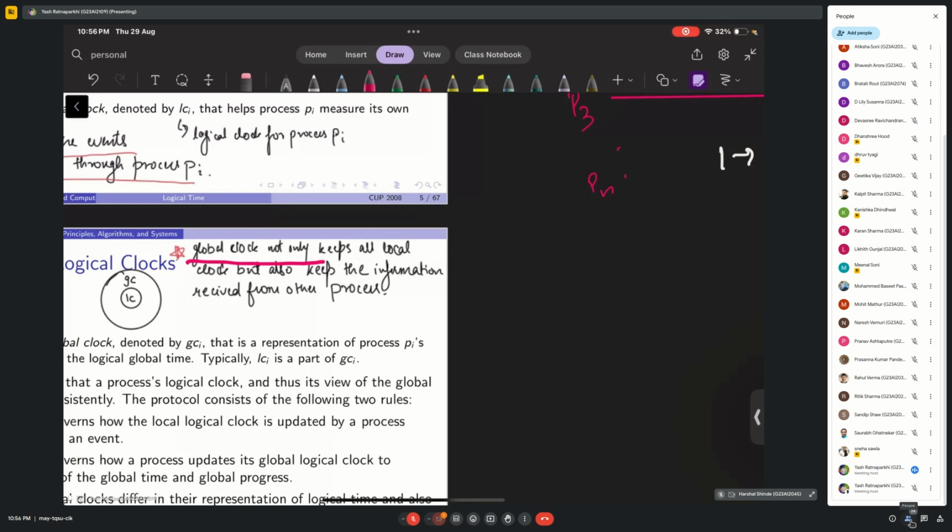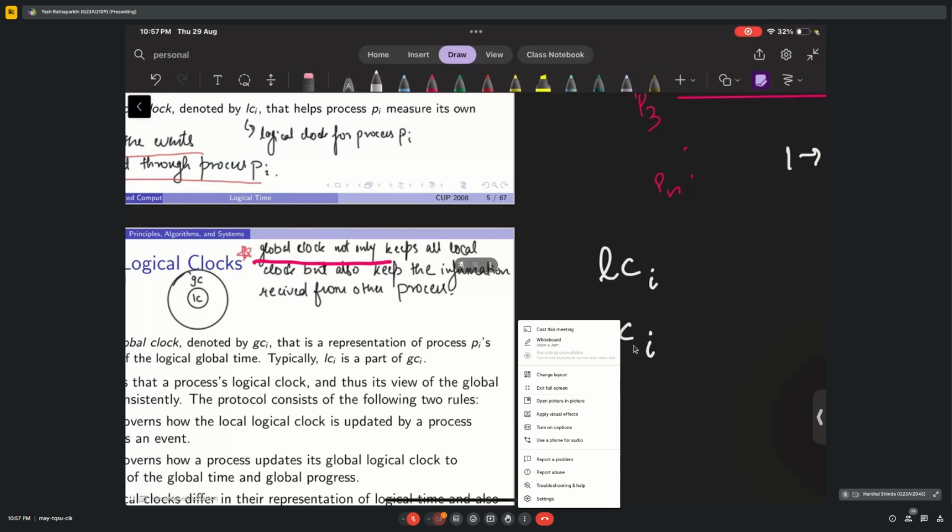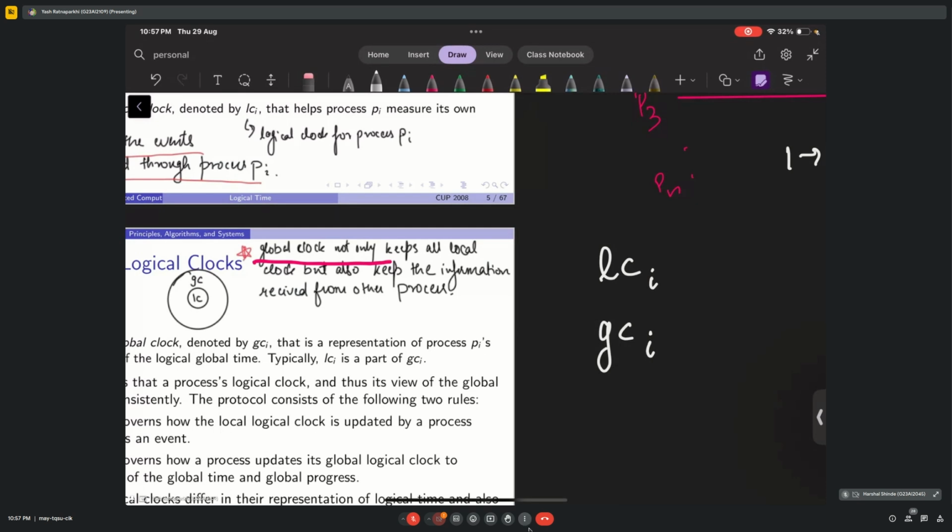Before that, I should give one theory. There are two things here: one is LCi and GCi. LCi is the local clock of that particular process i, and GCi is the global clock of that particular process i. That global clock will be restricted to that process only. See the difference between local clock and global clock: the local clock will only keep in mind what is changing in my process.